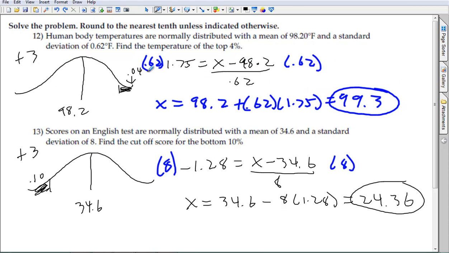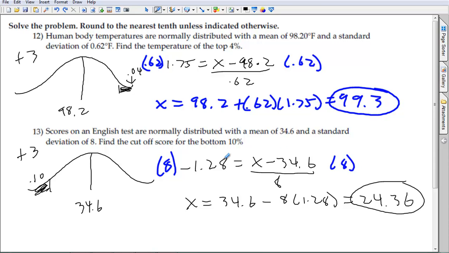On 12, they want you to use the z-score to find the top 4%. So if you look up the top 4% in your z-table, you get 1.75. So if you're 1.75 standard deviations above the mean, that's the top 4%. And then we set this up and solve for x. So we multiply both sides by the standard deviation and then add the mean. And there it is. So somebody with a temperature of 99.3 is in the top 4%.